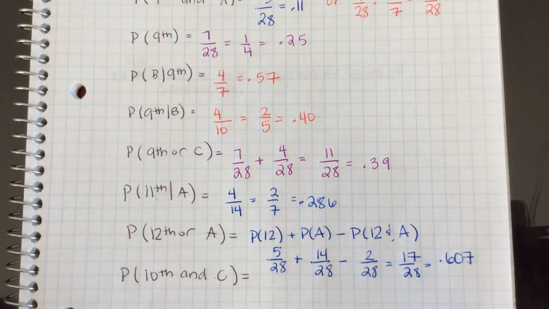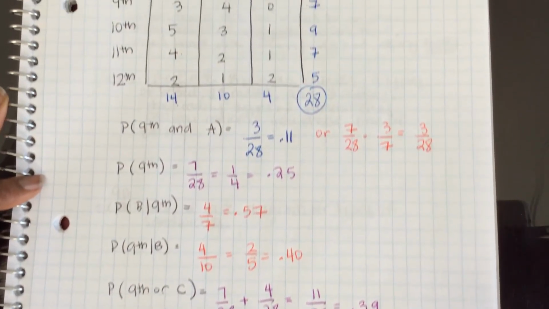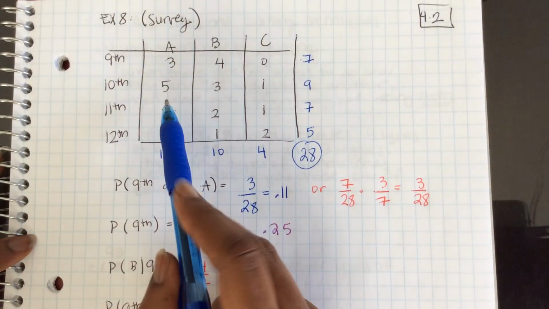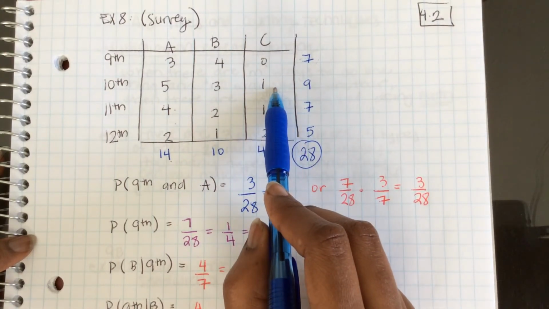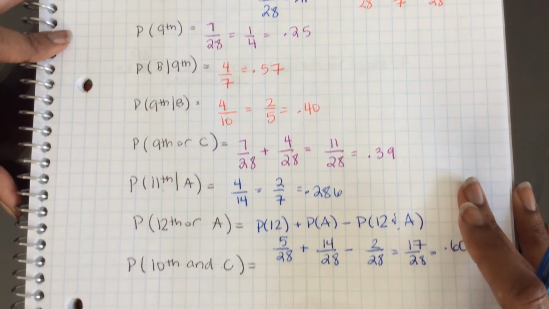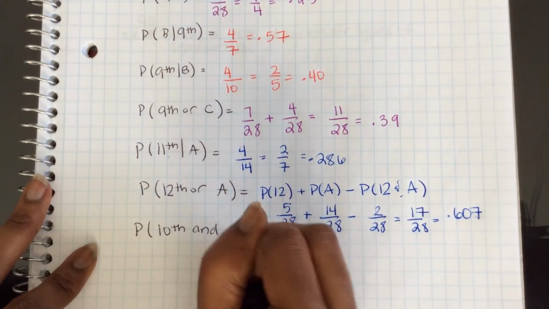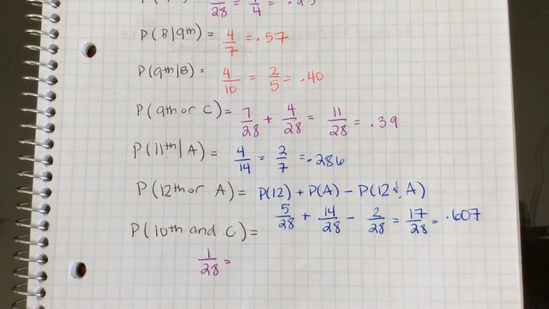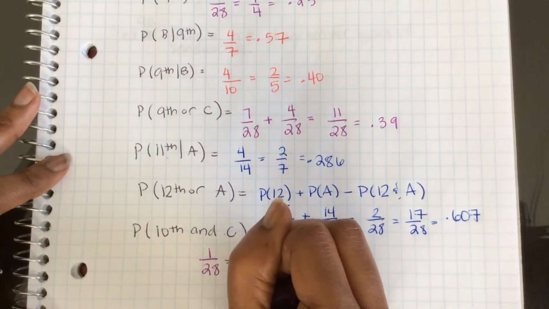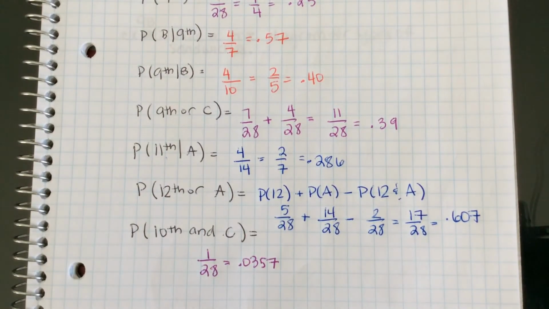All right, what's the probability of being a 10th grader and having a C? I'm going to use sample space for this one because it's simple to see. How many 10th graders have a C? Only 1 out of the total 28 students. So the probability of being a 10th grader and getting a C is 1 out of 28, or 0.0357, or a 3.57% chance. So this problem is a summary of ands and ors and givens, and we will be practicing probability all this week.